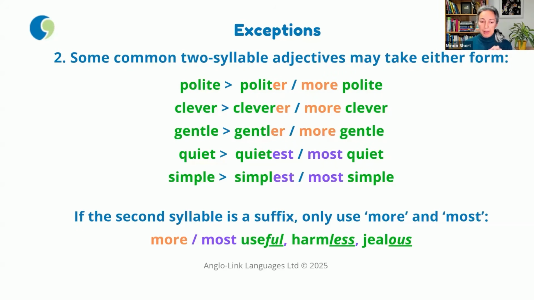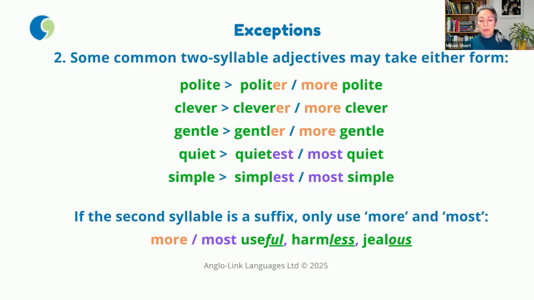But be careful that if you have a two-syllable adjective or adverb, usually adjective, and the second syllable is a suffix like full, less, or ous, us, it's always more and most.